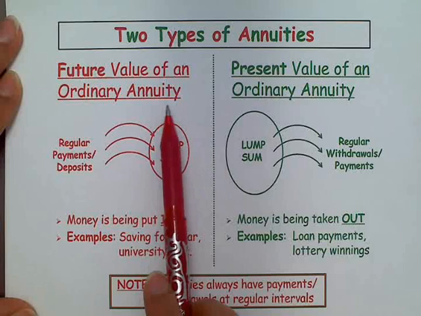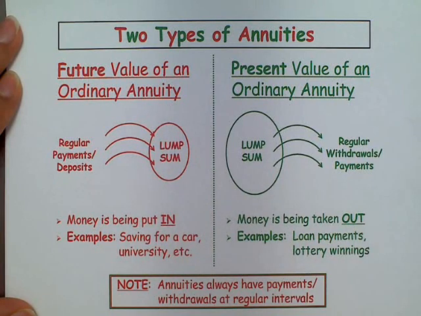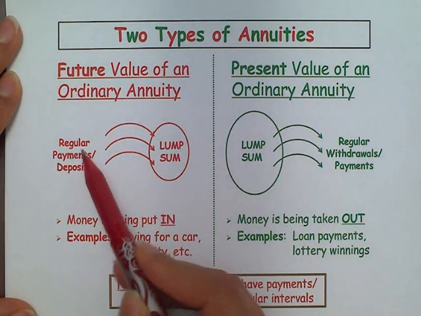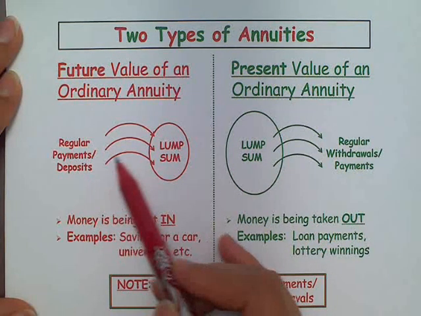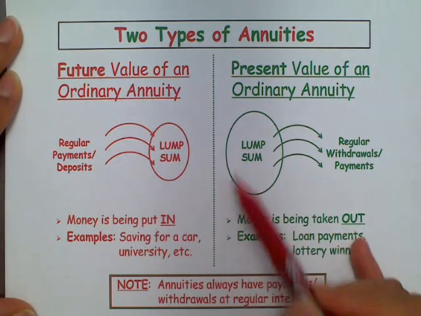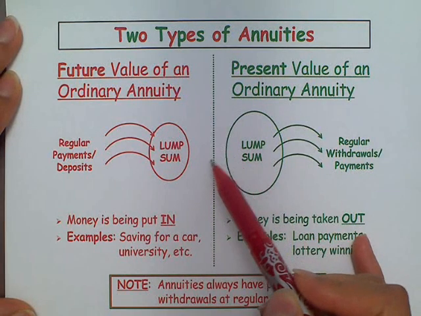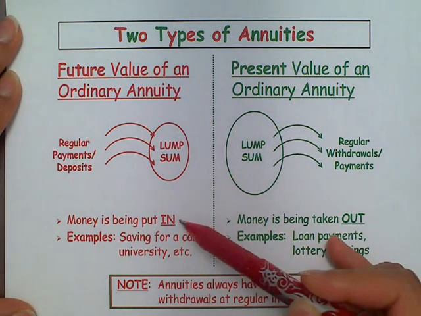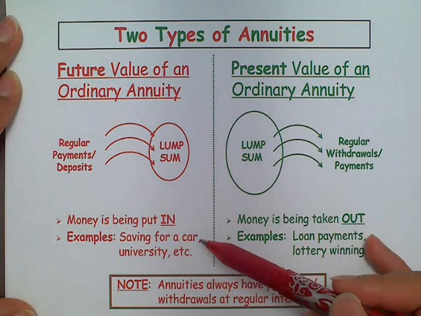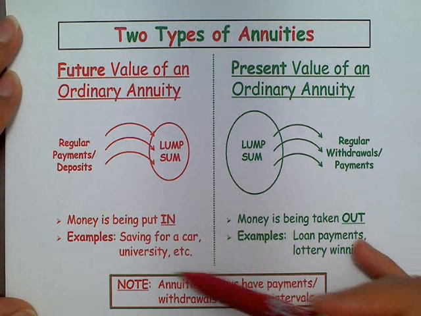Okay, so for a future value of an annuity, which is what our focus is going to be on today, what you're doing is you are making regular payments or deposits towards the future so that you have this huge lump sum of money at the end of your investment period. Okay, so money is being put in. Examples of this would be if you are trying to save for a car or for university.